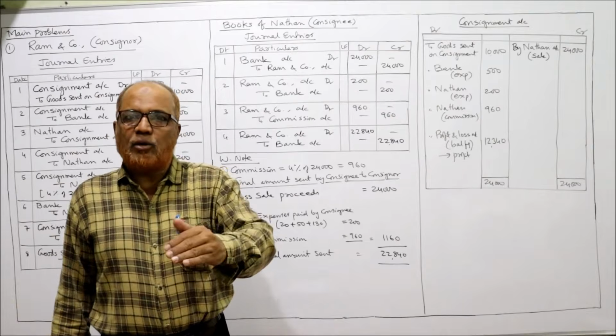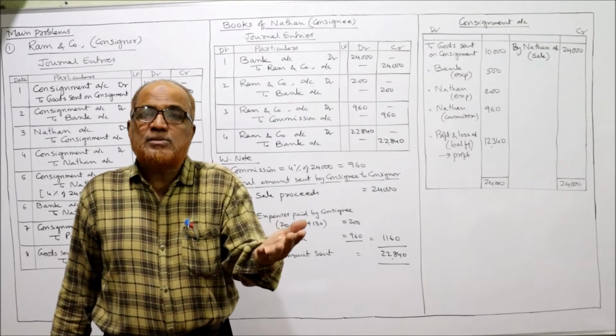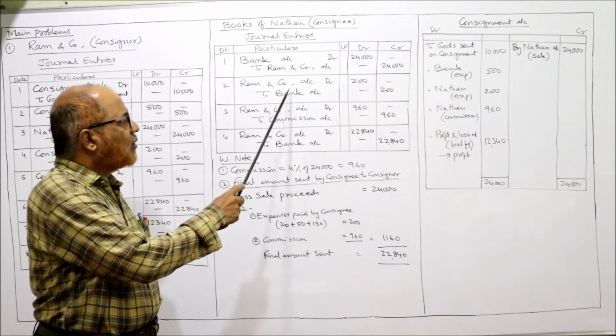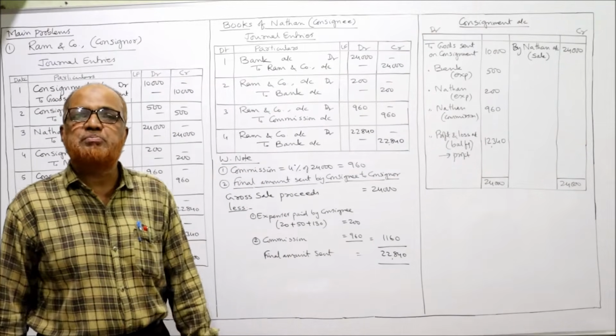He will credit the bank account because money is going out. For whom is he paying the amount? He is paying this amount on behalf of Ram and Company. So Ram and Company account debtor to bank, being expenses paid.